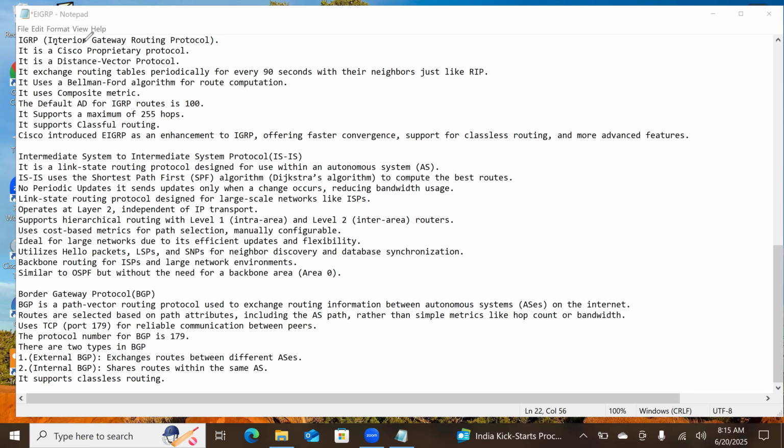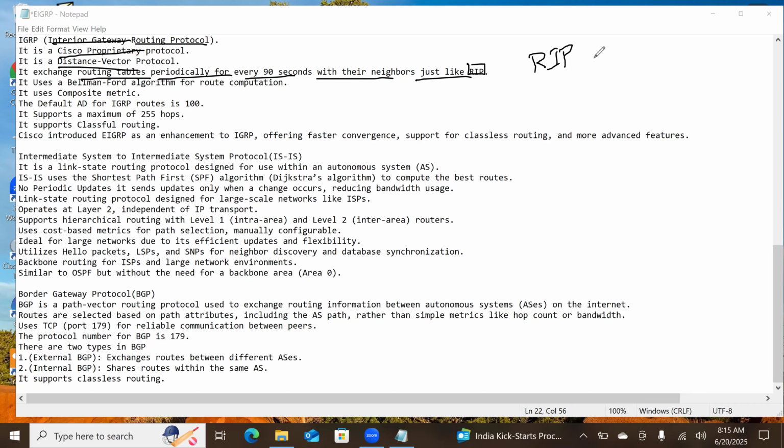So IGRP, Interior Gateway Routing Protocol. Is this a distance vector or a link state? It's a distance vector protocol, just like the RIP we have. So this is a Cisco proprietary protocol, that means it only works on Cisco devices. As I already said, it's a distance vector protocol which exchanges the routing tables periodically for every 90 seconds with their neighbors, just like RIP.